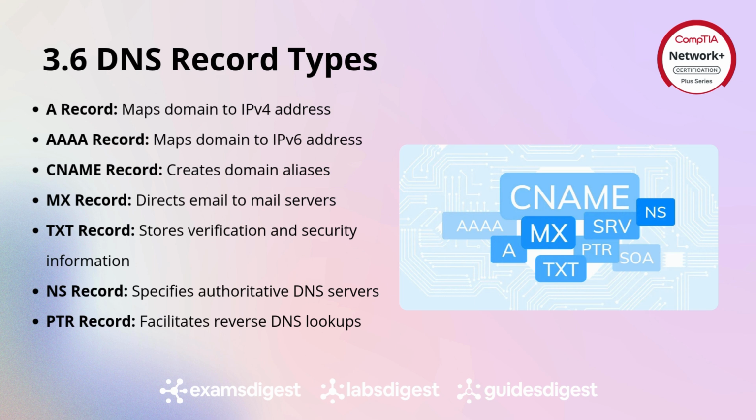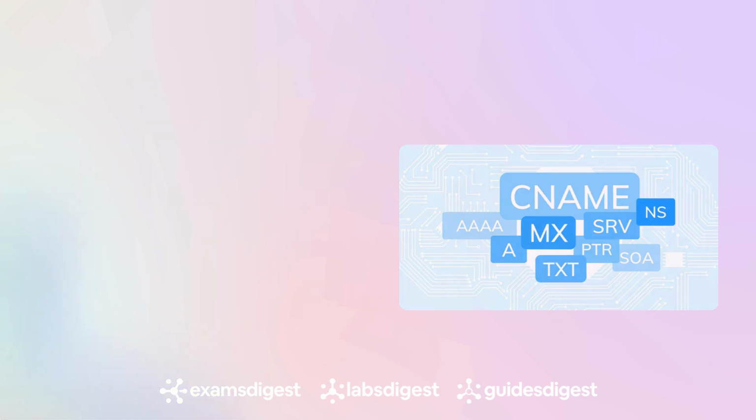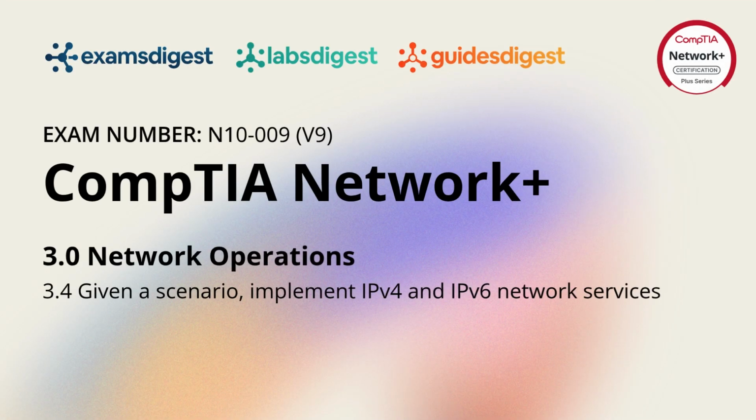The PTR, or Pointer, record provides reverse DNS lookups, translating IP addresses back into domain names. This is useful for network troubleshooting and security verification. In summary, implementing IPv4 and IPv6 network services involves a thorough understanding of dynamic addressing through DHCP and effective name resolution using DNS.